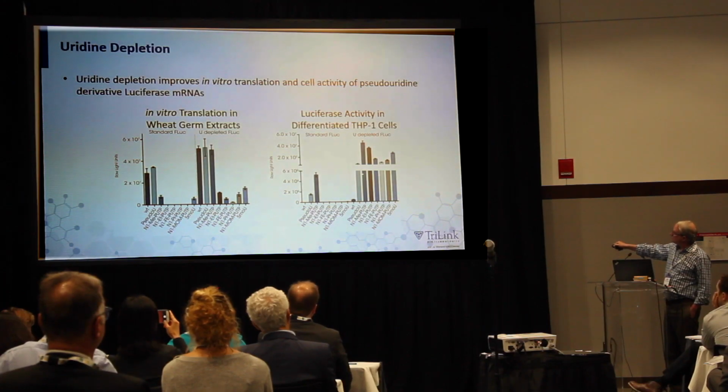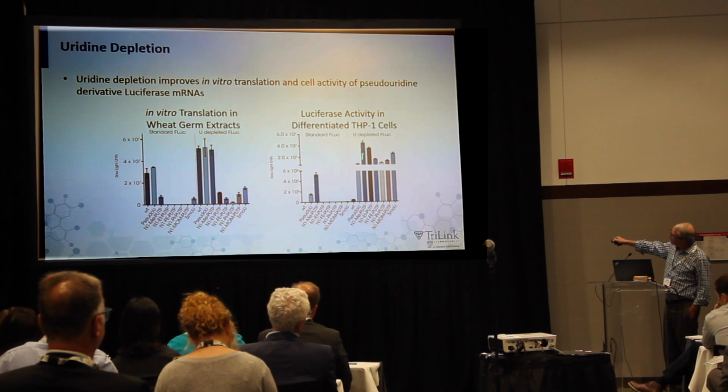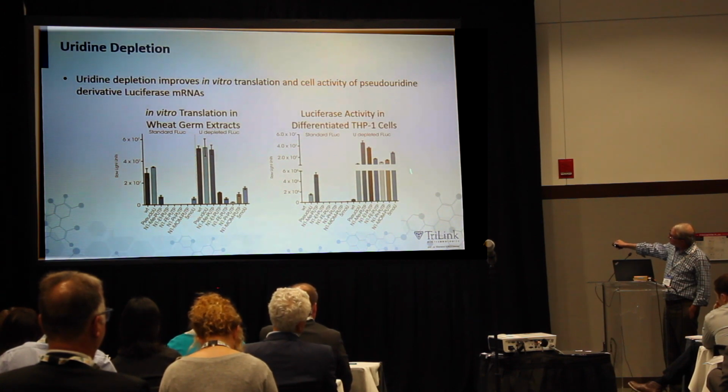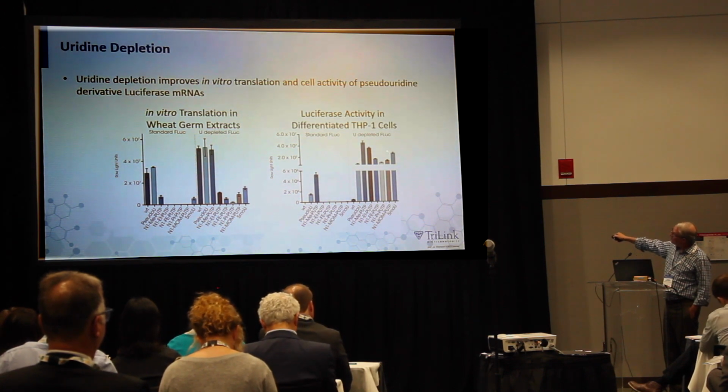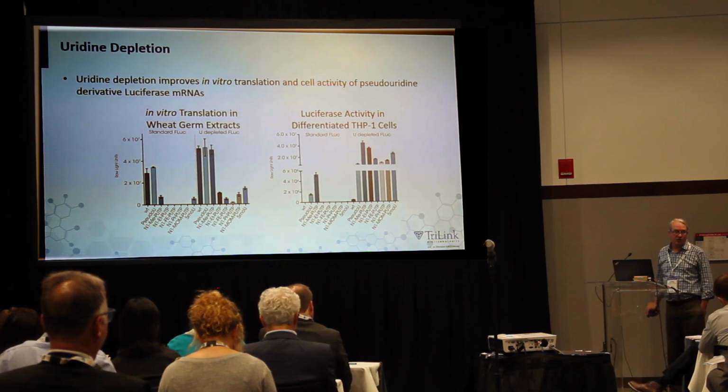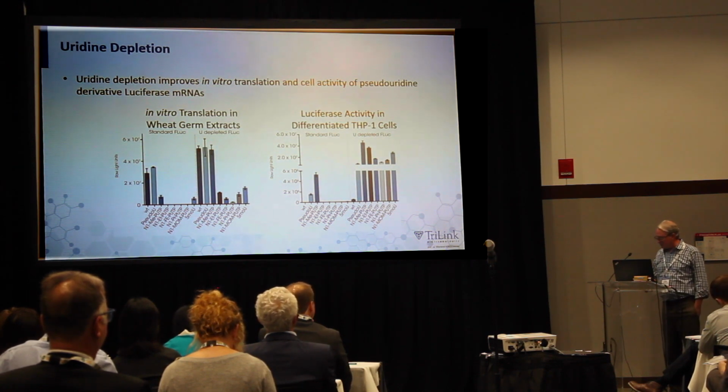And you can see here that a lot of these sequences, so here's pseudo-U now, and we actually have things that are working better than pseudo-U. We know N1-methyl pseudo-U has also been reported in the literature, but we have other things like 5-methoxy-U, which is also working pretty well in a uridine-depleted context.